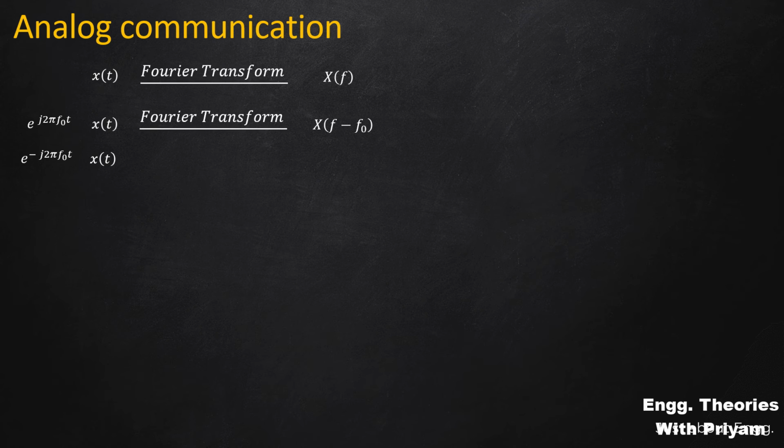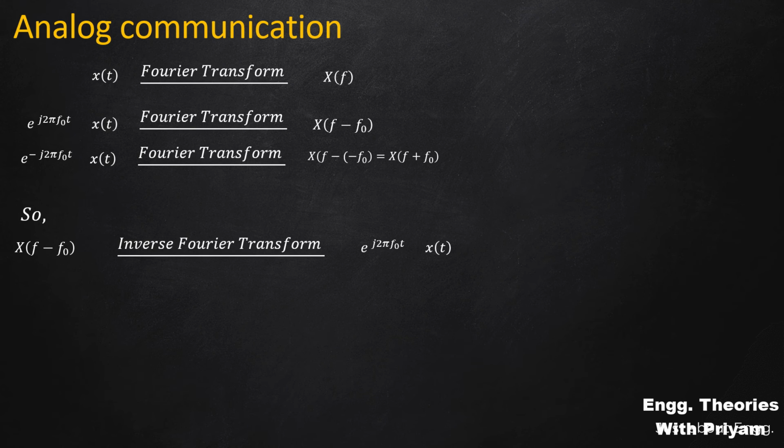Similarly, if we multiply the signal x(t) by e to the power minus j2 pi f naught t in the time domain, then in the frequency domain this signal will be shifted by minus f naught, so it will become capital X of f minus f naught or capital X of f plus f naught. Now capital X of f minus f naught has the inverse Fourier transform of e to the power j2 pi f naught t into x(t). Similarly, capital X of f plus f naught has the inverse Fourier transform of e to the power minus j2 pi f naught t into x(t).